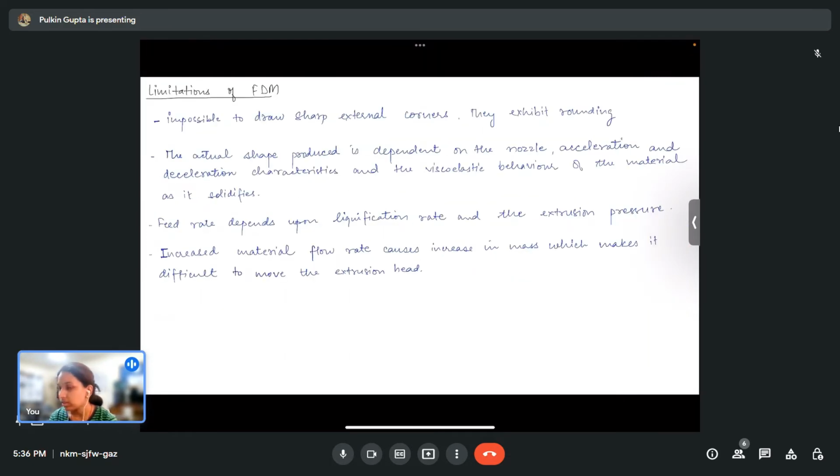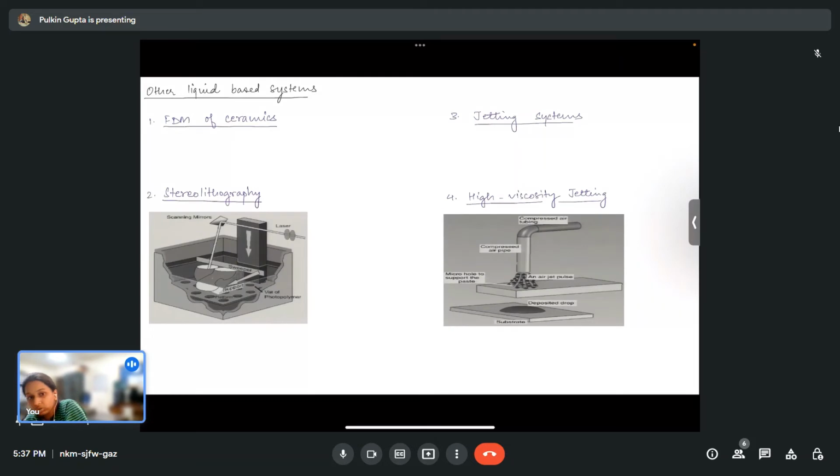Now let us see some other liquid based systems that were discussed. One was bioextrusion, which was discussed in a bit of detail, used for scaffolding and other purposes. The other systems discussed were contour grafting, non-planar systems, FDM of ceramics, stereolithography, jetting systems, and high viscosity jetting. Now in FDM of ceramics, instead of a solid filament, we extrude ceramic pastes.